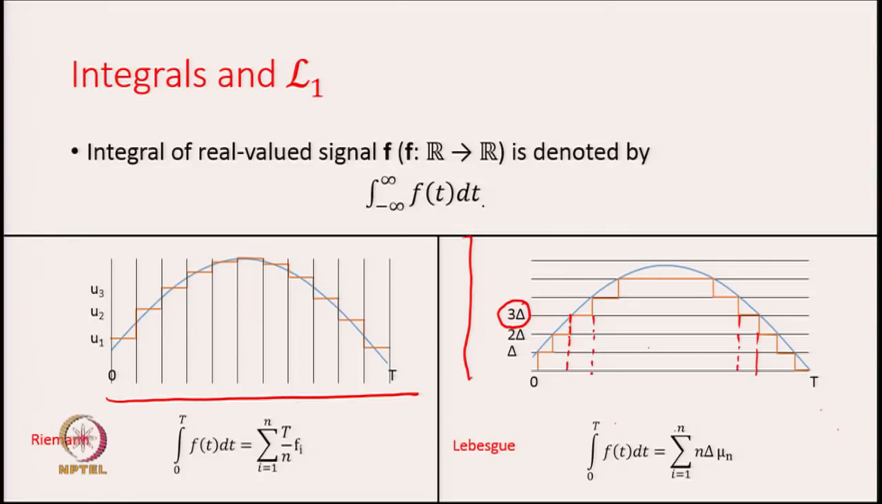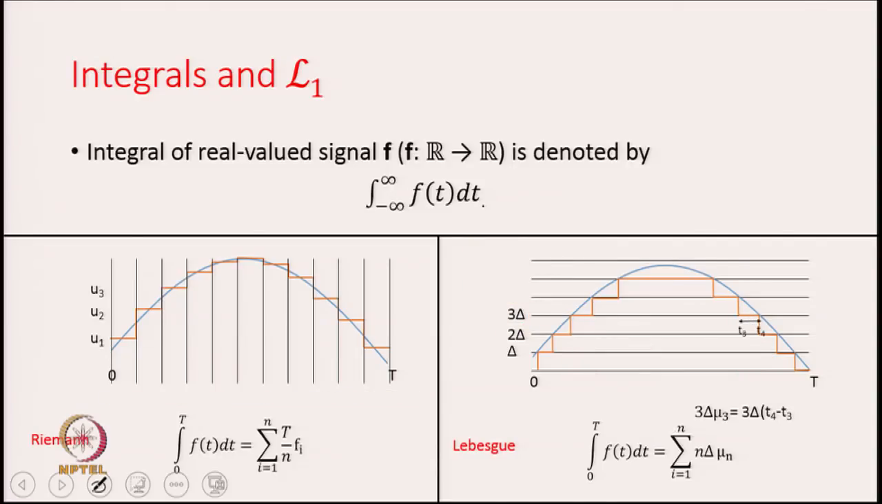How can we find the area of this part? It would be 3 delta times the time interval for which this function takes this value of 3 delta. For example, in this case, these time instances t4 minus t3. So, the width is t4 minus t3, and then there is a second part, where the width would correspond to t2 minus t1. So, this is the total time for which this function takes a value of 3 delta. So, the area corresponding to this could be obtained by multiplying 3 delta with this thing. This is also known as the measure of the function.